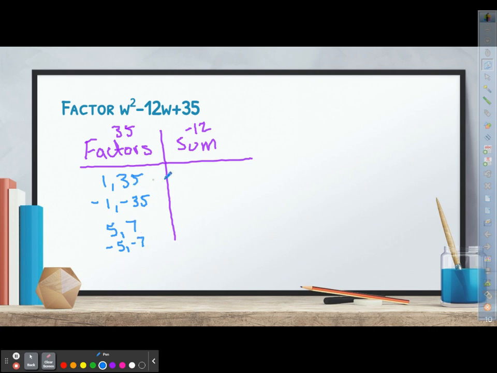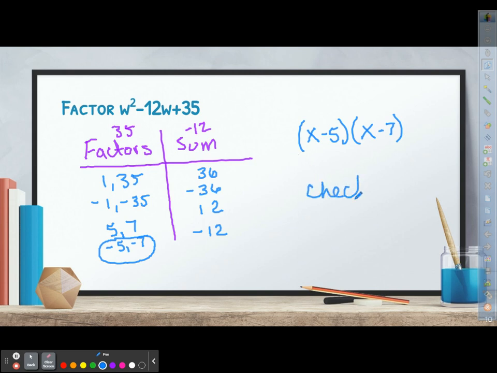Okay, 1 plus 35 is 36. Negative 1 plus negative 35 is negative 36. 5 plus 7 is positive 12. And negative 5 and negative 7 is negative 12. And I'm needing negative 12. So that would make these two right here the answer. So I would have x minus 5 times x minus 7. And you can check that one on your own to make sure that it works.